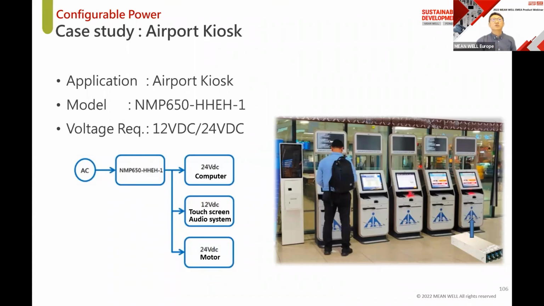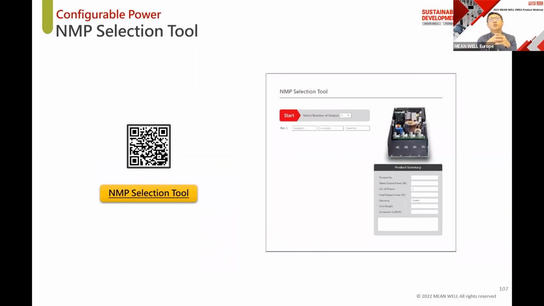You might find it difficult to find the right model name of the module power. With this, we have the NMP Selection Tool on the website. If you just key in your electrical requirements, like which voltage you need and what current you need for that voltage, the tool will automatically provide you the right model name for you to order.